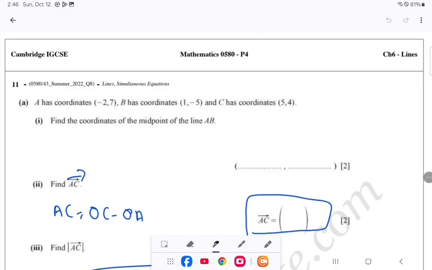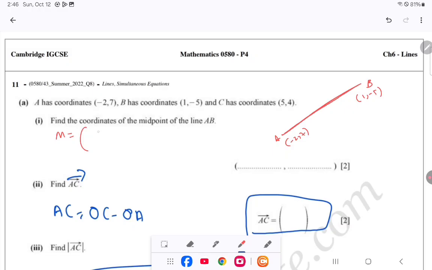Point A has coordinates negative 2, 7, B has coordinates 1, negative 5, C has coordinates 5, 4. Find the coordinates of the midpoint of line AB in part 1. Suppose this is our line AB, a straight line. Point A is negative 2, 7, B is 1, negative 5.